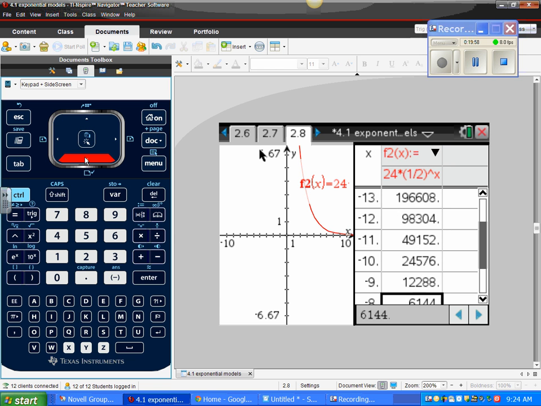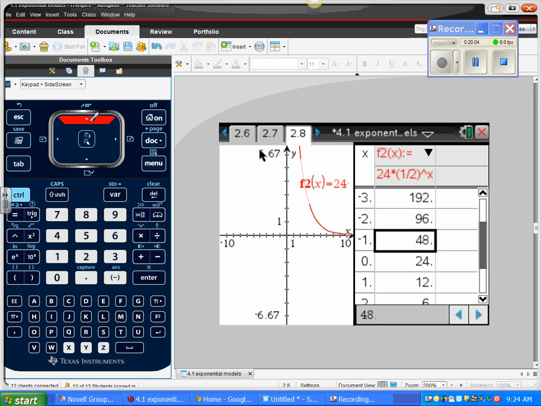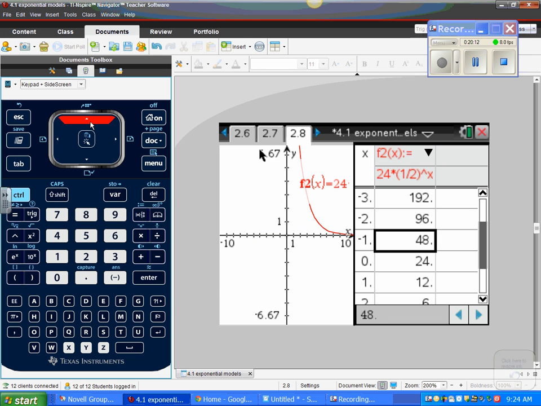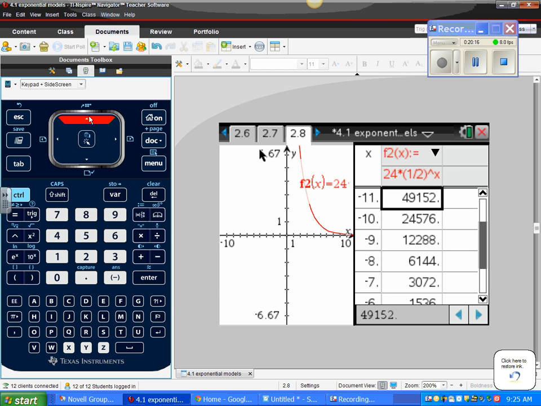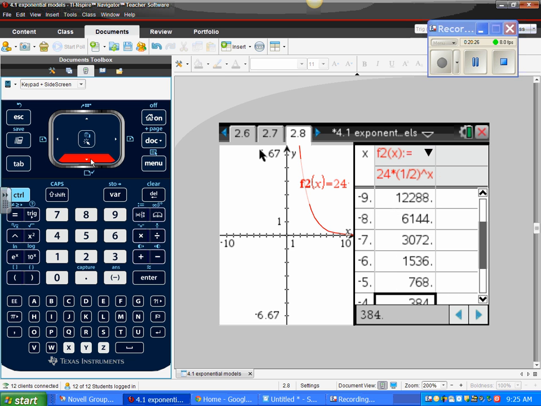I want to look at this function as x approaches negative infinity, which means going this way, and as x approaches positive infinity, which means going this way. As x approaches negative infinity, where's my function going? Up, really high, really fast. What about when x is approaching positive infinity? Down.